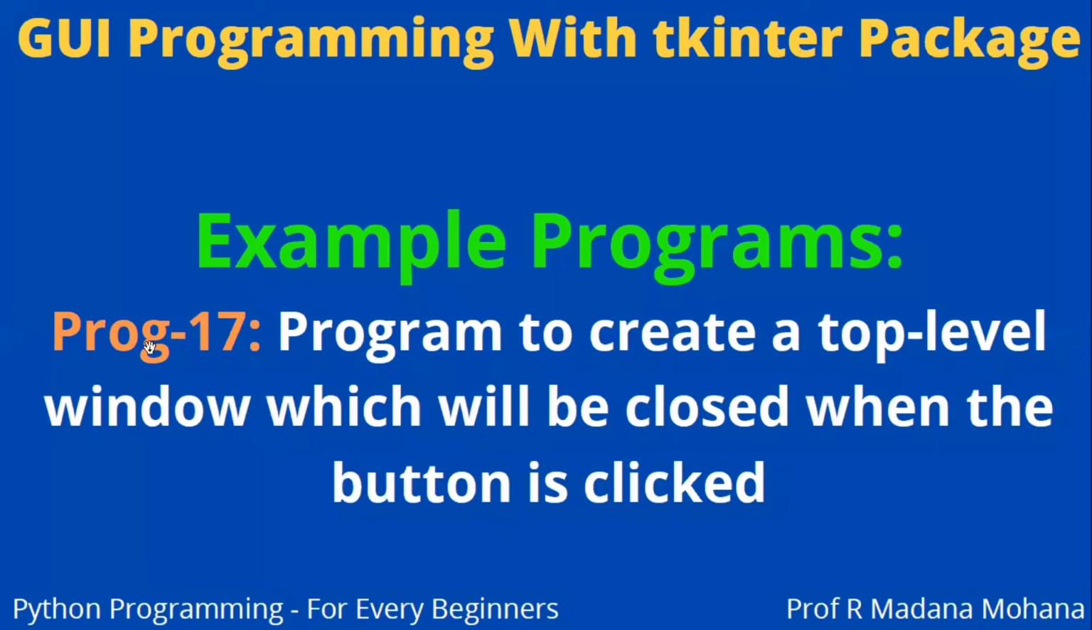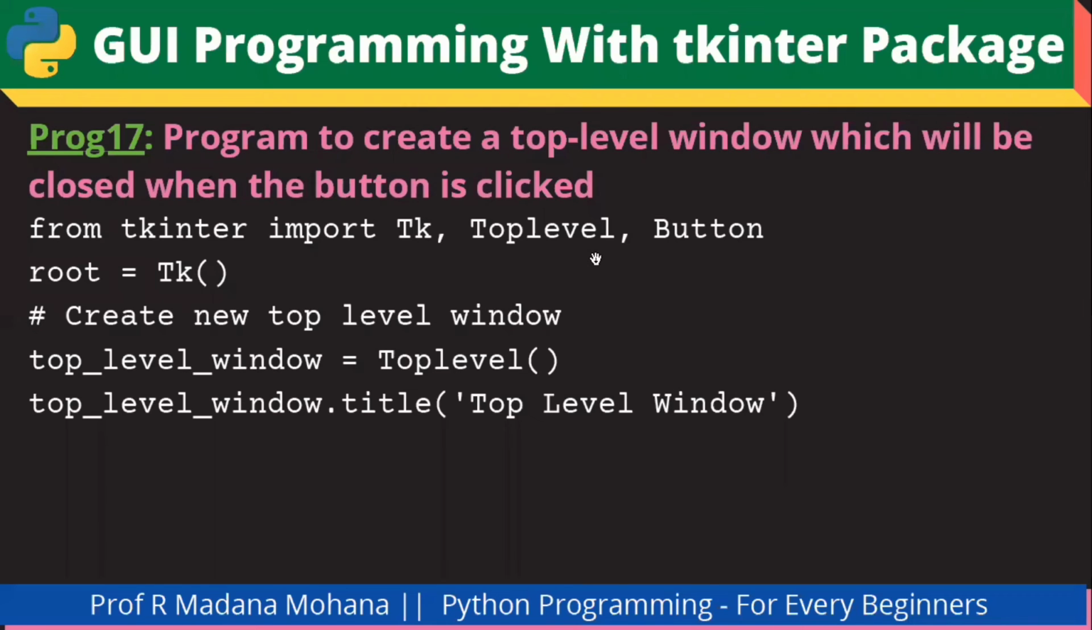The next program is a program to create a top level window which will be closed when the button is clicked. That means here, by default there is a tkinter window, then one more window is being created which will be closed when the button is clicked. So for that, one new method, Toplevel, can be imported from the tkinter package. From tkinter import Tk, Toplevel, Button; root equal to Tk.